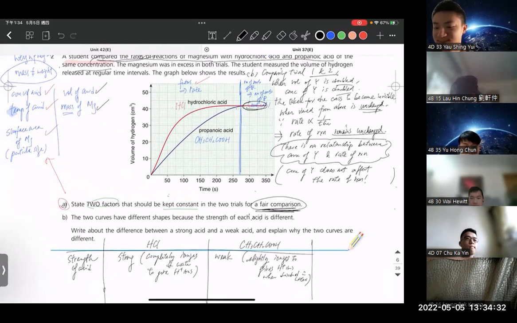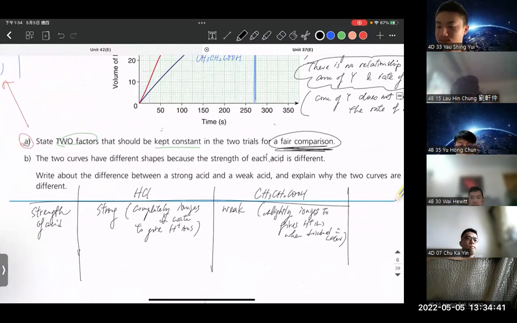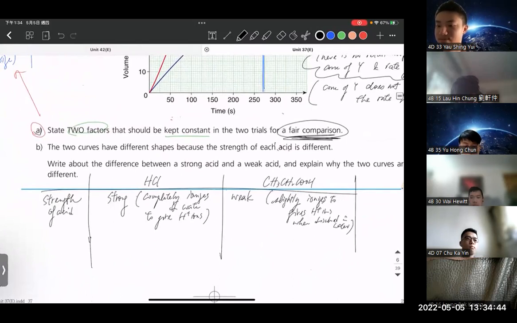What factors would really affect the rate of reaction? Now, the concentration of acid is the same, but what concentration is different, so as to make the rate faster?